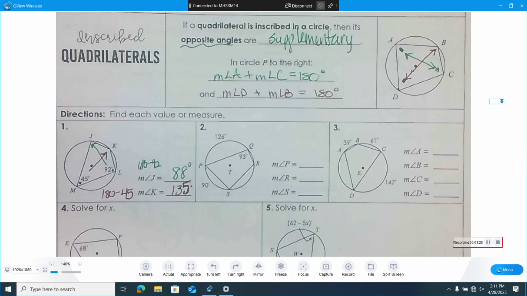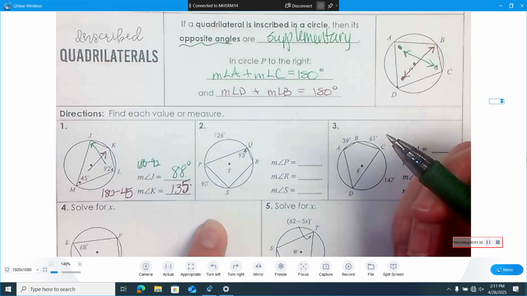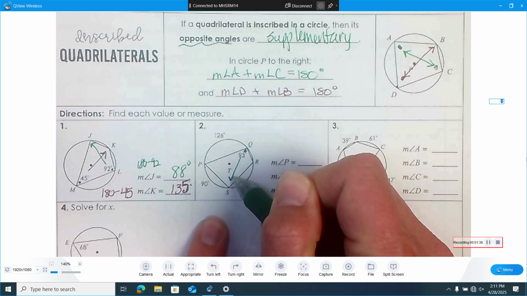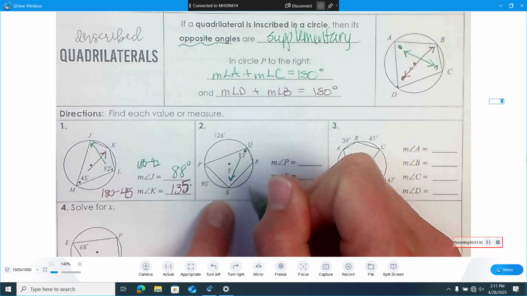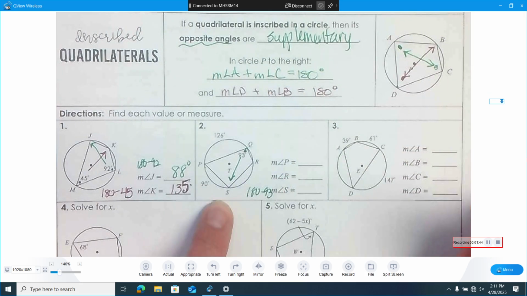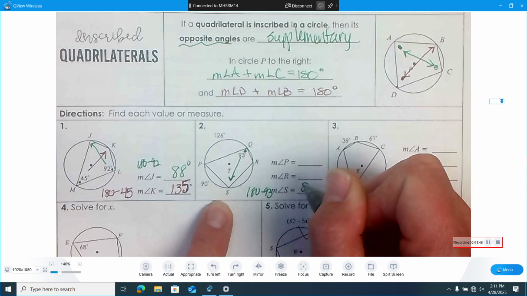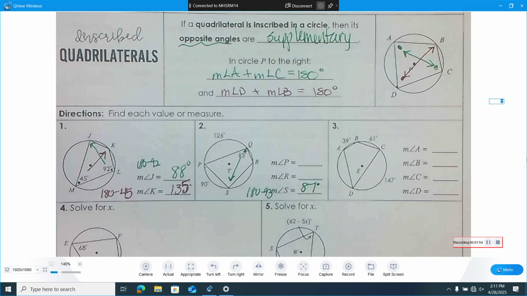All right, looking at number 2, I have this angle Q right here is 93 degrees. What's its opposite angle? S. Okay, so how do we figure out angle S? 180 minus 93 is 87. Very good. Thank you very much. Okay. Well, that was the easy one.